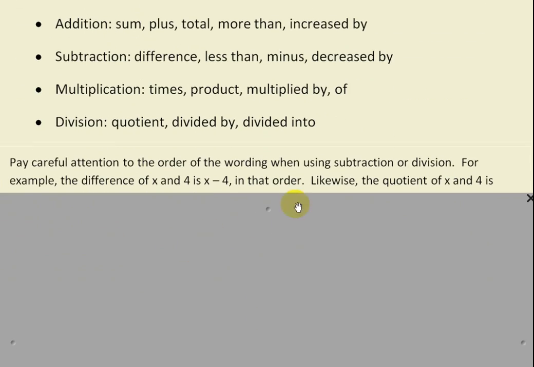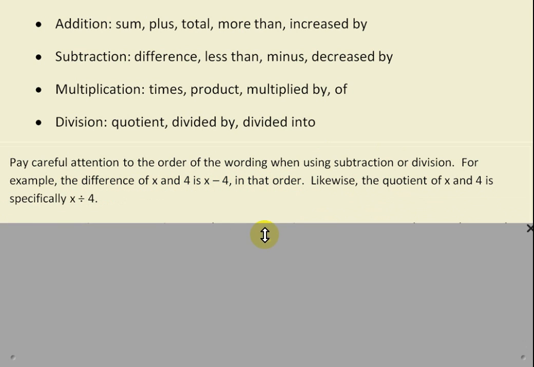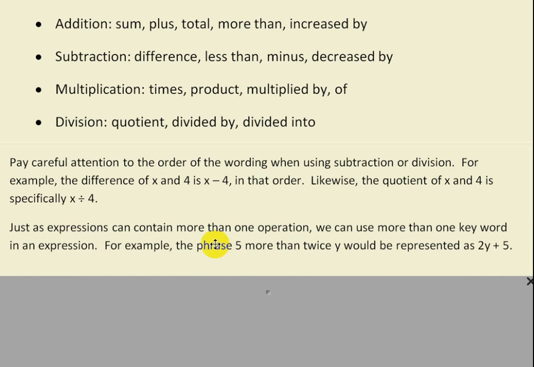Now pay careful attention to the order, especially when you're working with subtraction or division. So for example, if you look at the phrase the difference of x and 4, that specifically means x minus 4 in that order. And likewise, the quotient of x and 4 is very specifically x divided by 4, not the other way around. So pay close attention there.